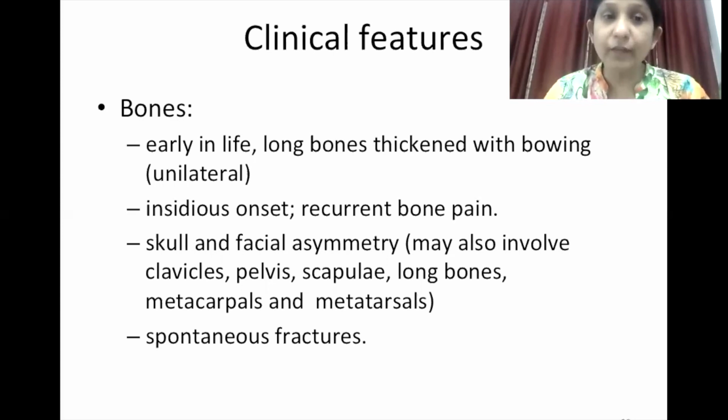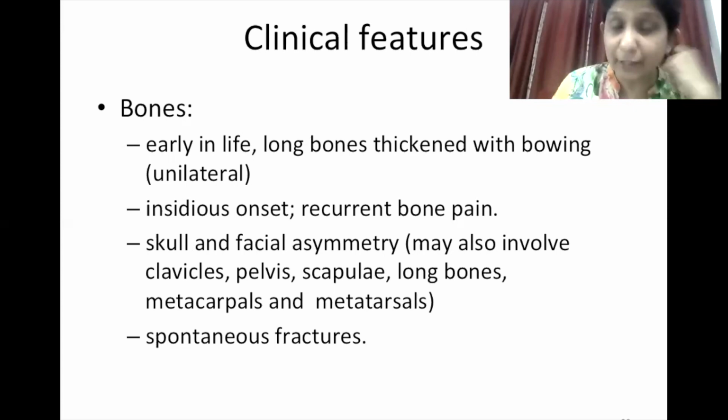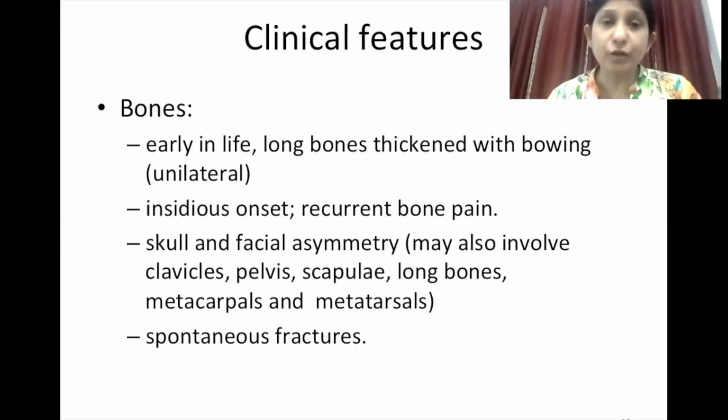Long bones are thickened with bowing. You must have seen children with bowing of long bones, that is, they won't have straight limbs. You'll have bowed limbs, unilaterally. The onset is insidious, and it might cause recurrent bony pain. There is asymmetry of the skull and face, and it may also involve other major bones like the clavicles and the pelvis. Spontaneous fractures will also occur.